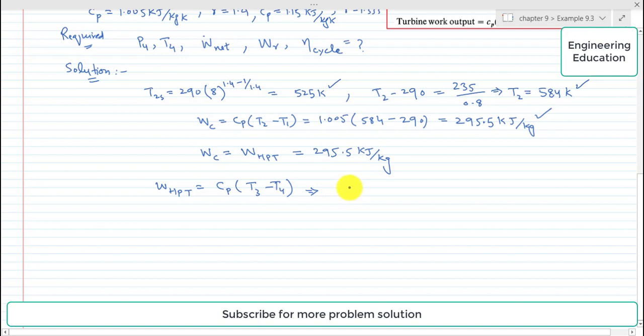In this expression T4 is unknown, so rearranging it for T4, we can write it like this: T3 minus T4 is equal to 295.5 by 1.15. This is the value of Cp. So further, T4 is equal to 666 Kelvin. T3 is basically 923 Kelvin, so we will put the value of T3 first, and after this we can calculate the value of T4. So I have directly written it in simplified form.